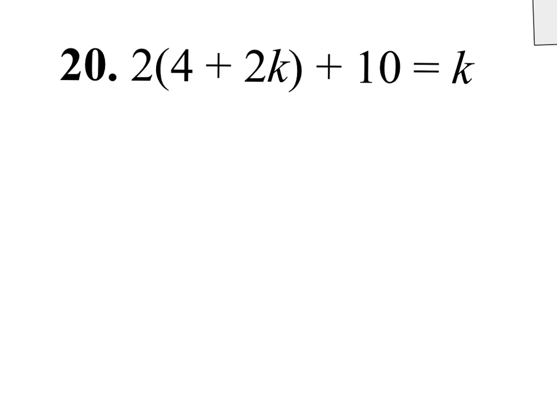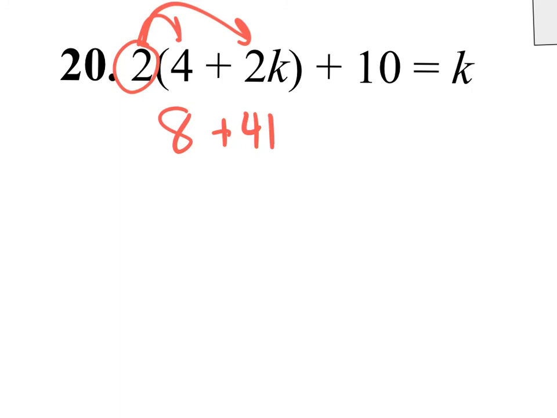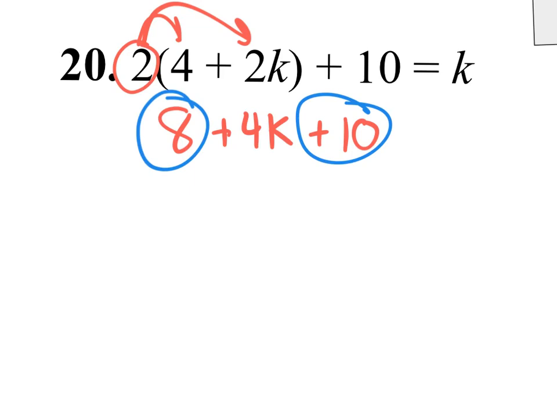Let's begin. I am going to distribute the 2. 2 times 4, that's 8. 2 times 2, that is positive 4, and of course with the K. Bring down the plus 10. Out of these 1, 2, 3 terms, I could combine what's alike, the number 8 with the number 10. What is positive 8 combined with positive 10? We're combining like terms. Positive 8 with positive 10, that becomes positive 18.